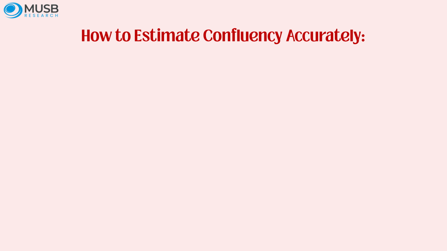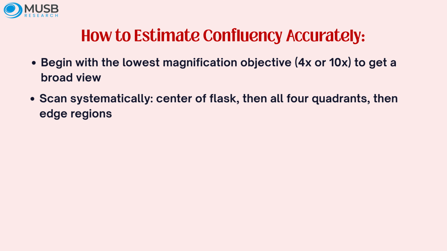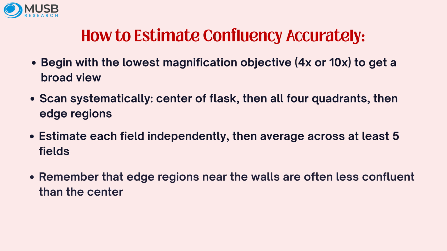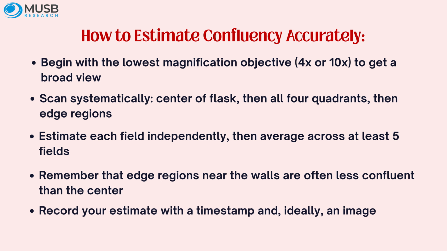How to estimate confluency accurately. Begin with the lowest magnification objective, 4x or 10x, to get a broad view. Scan systematically. Center of flask, then all 4 quadrants, then edge regions. Estimate each field independently, then average across at least 5 fields. Remember that edge regions near the walls are often less confluent than the center. Record your estimate with a timestamp and, ideally, an image.